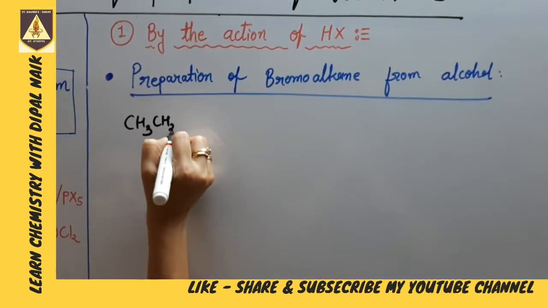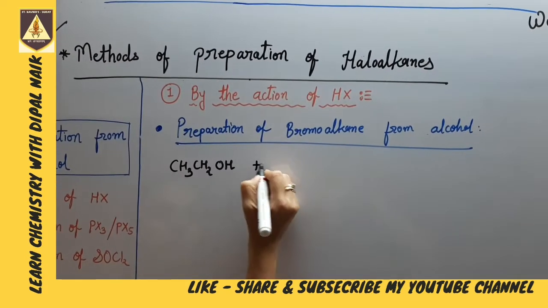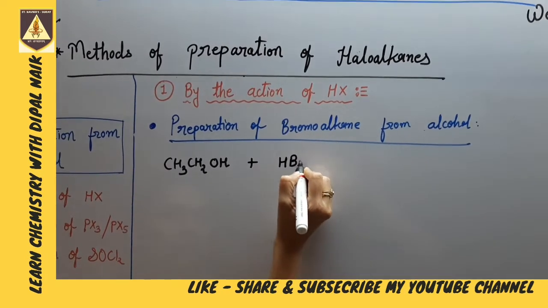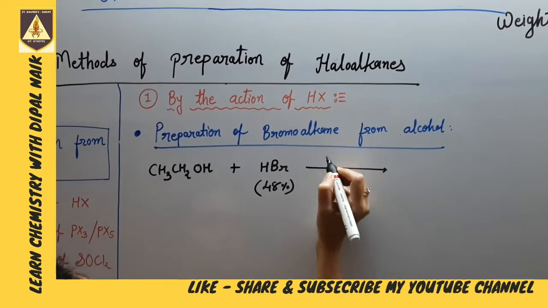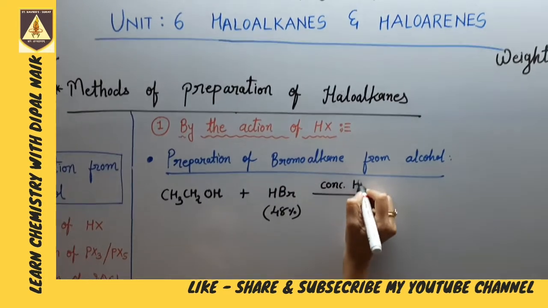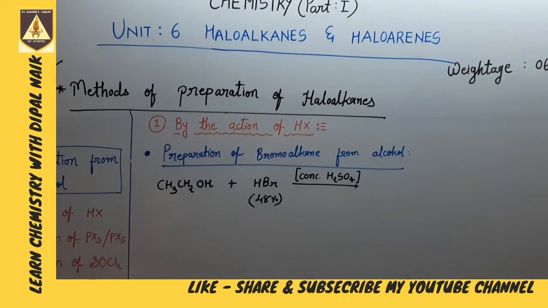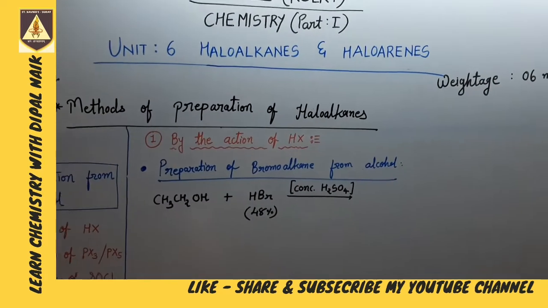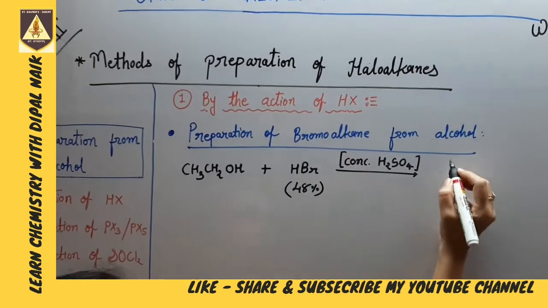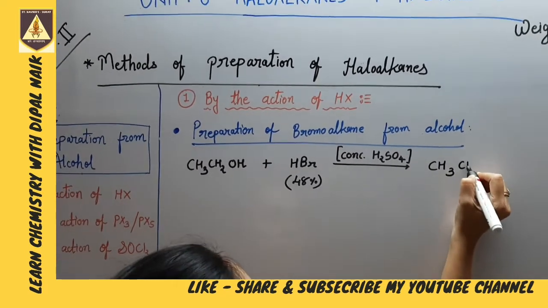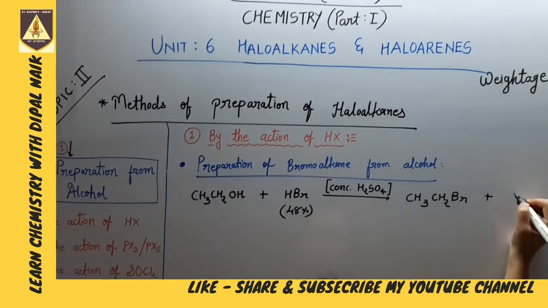For example, CH3CH2OH reacts with 48% HBr in the presence of concentrated H2SO4. Here concentrated H2SO4 is the catalyst. A catalyst is always written in square brackets. This is the style to write a chemical reaction. And the yield is CH3CH2Br plus water.